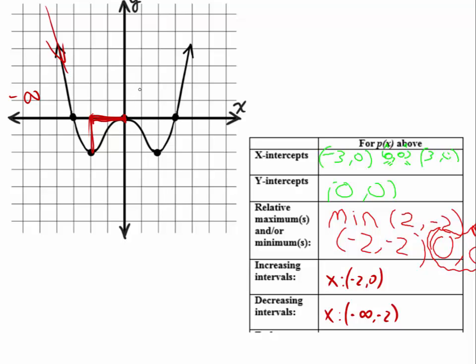Then we happen to be going down. Maybe I'll change my colors. We're going down from here to here. So that is from 0 to 2.